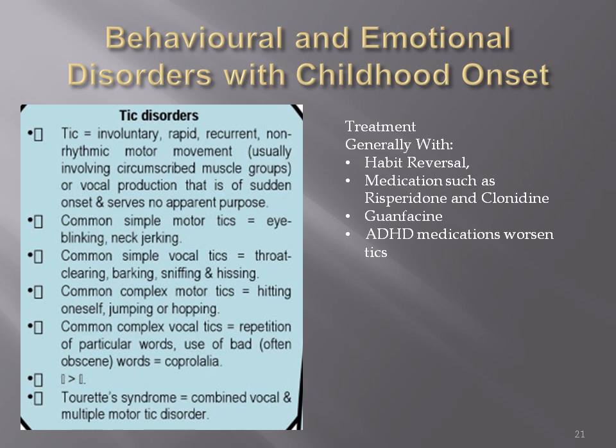Then there could be complex tics. For example, common complex motor tics such as hitting oneself or jumping or hopping. Common complex vocal tics, for example, repetition of particular words or use of bad or often obscene words. And then Tourette syndrome, in which there are combined vocal and multiple motor tic disorders, for more than a year. The treatment is generally with habit reversal, mask negative practice, or medications such as risperidone and clonidine or guanfacine. ADHD medications can worsen the tics.